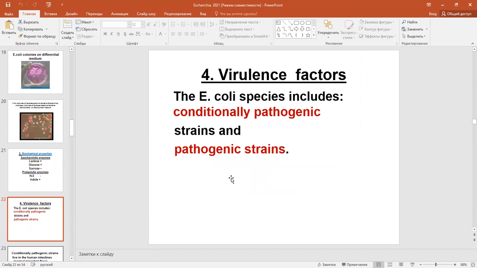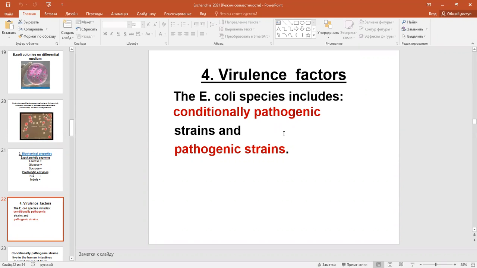Virulence factors. Realize that I did remind you that Escherichia coli belong to normal microbial flora. Now we are talking about strains of Escherichia. Those are able to cause very severe diarrhea that leads to lethal outcome in small children.